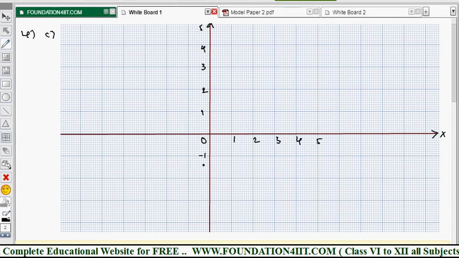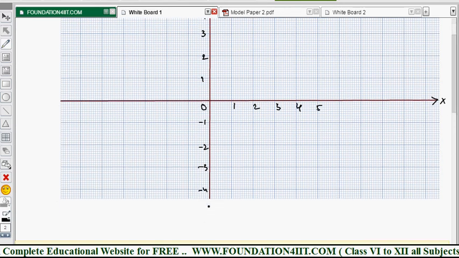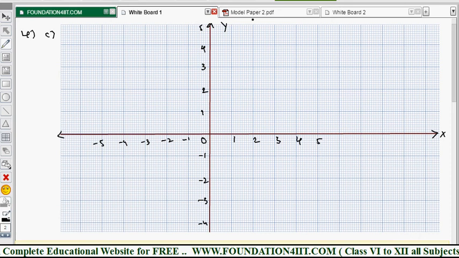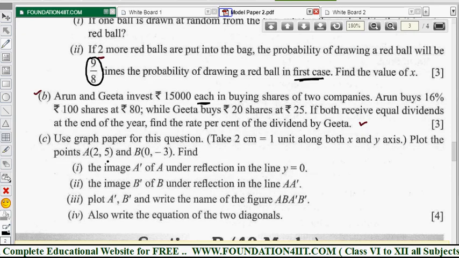And minus 1, minus 2, minus 3. Okay, minus 4. And if you take down, which is minus 5. Okay, let's continue this. And left side is minus 1, minus 2, minus 3, minus 4, minus 5, so on. This is the x-axis and y-axis. Okay. Now, according to the question, plot A (2, 5), B (0, -3).